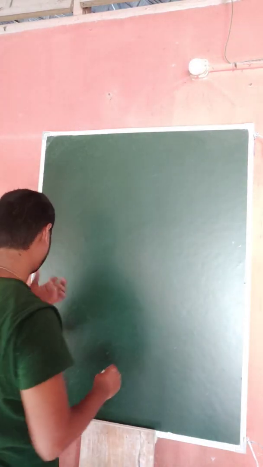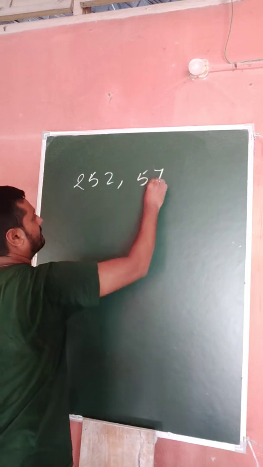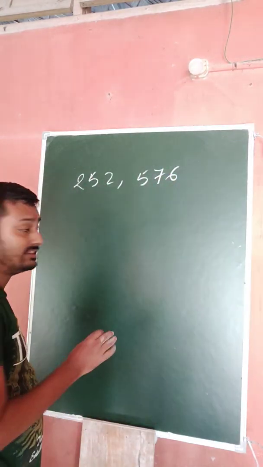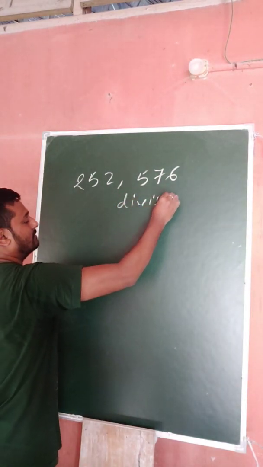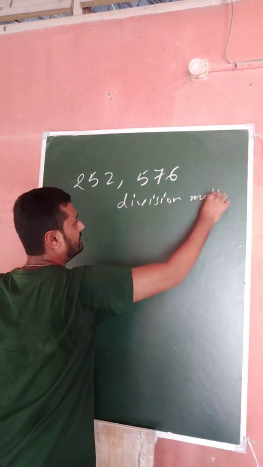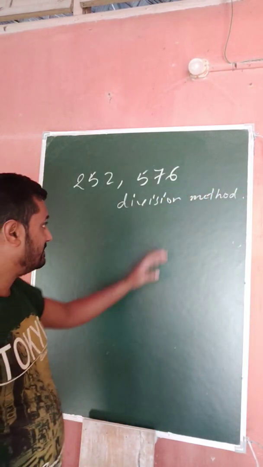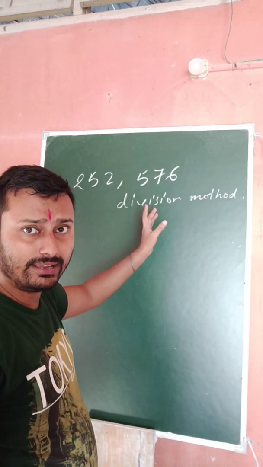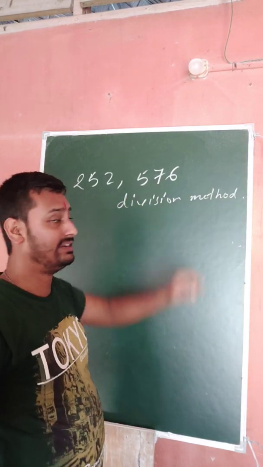Okay. So 252 and 576. Yes, by using division method. Which method? Division method. Okay. So what is division method? At first you have to understand. In division method actually we have to divide. Division means divide.